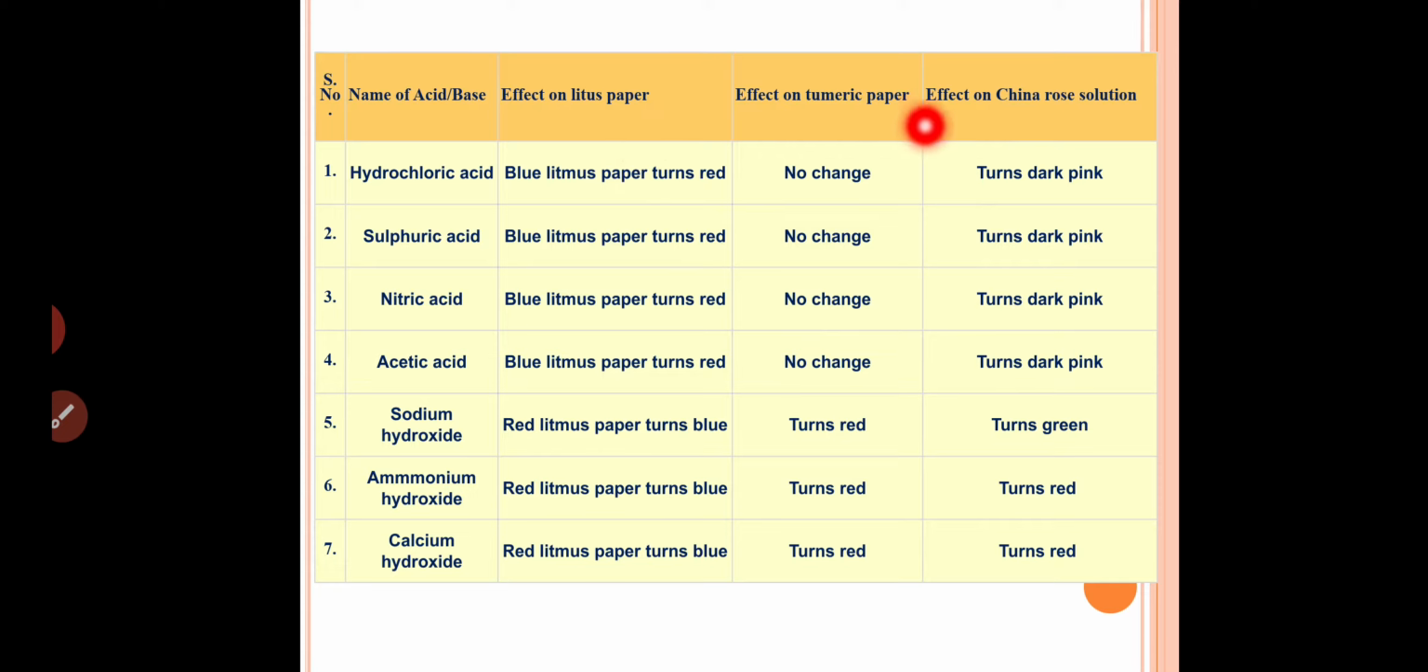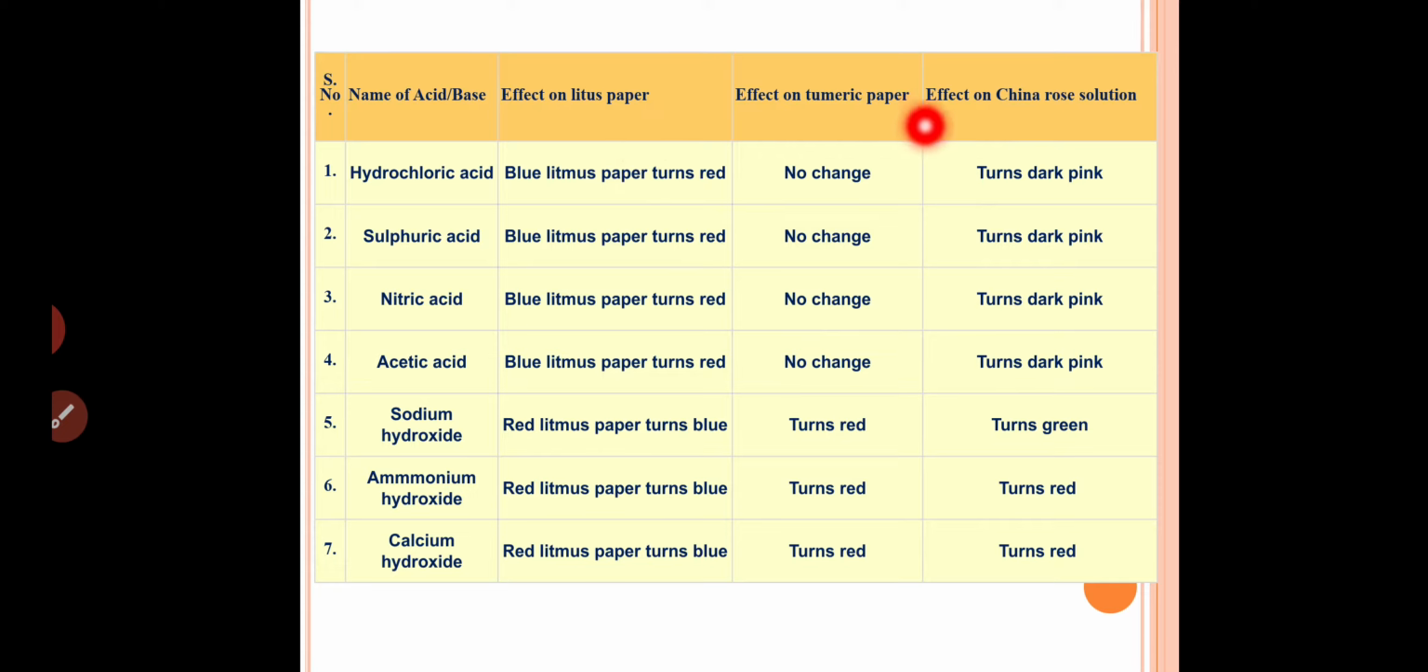But when we use China rose indicator, it will turn dark pink, because we already studied that when China rose indicator reacts with acids, it converts into dark pink, and when it reacts with bases, it turns green. Like this, if you take sulfuric acid, this is also an acid. So blue litmus turns red, turmeric paper shows no change, and China rose turns dark pink.